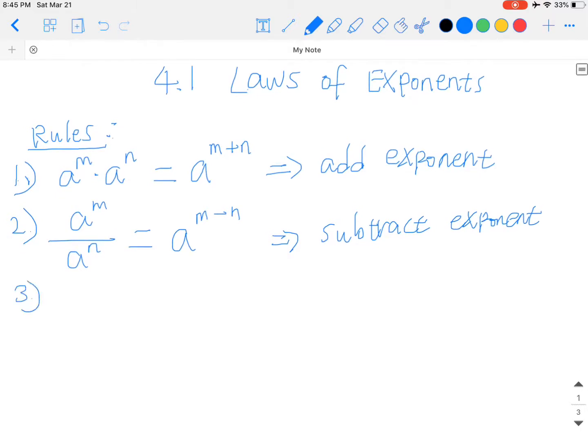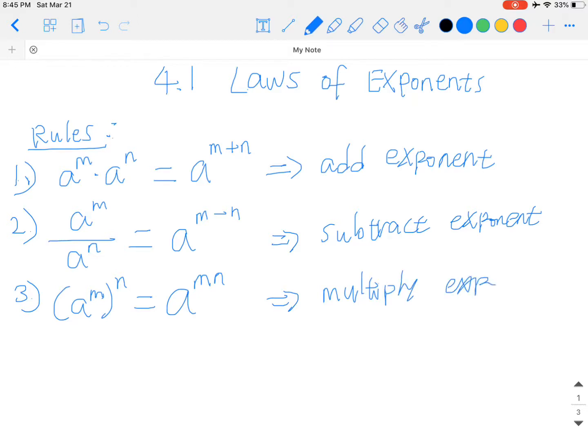For the third rule, a to the m, to the n. This is also called the power rule. Since n is outside of the parentheses, it will just multiply in, and it becomes a to the m times n. Multiply the exponents.